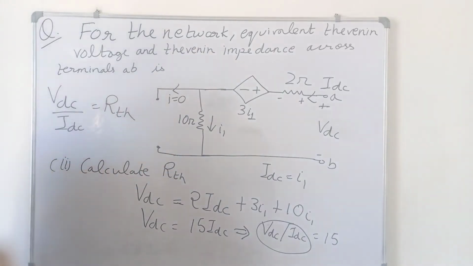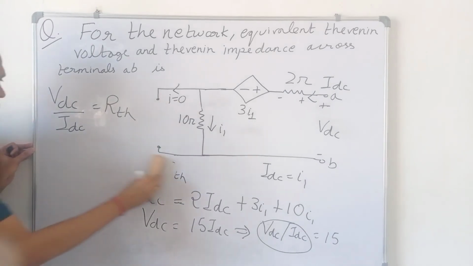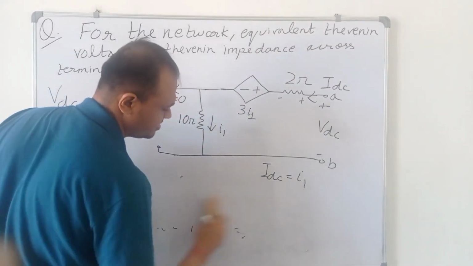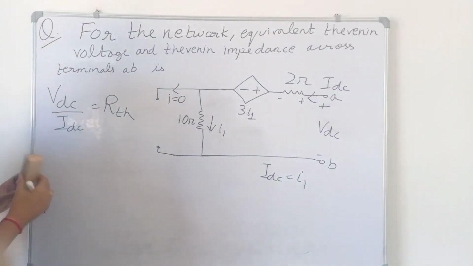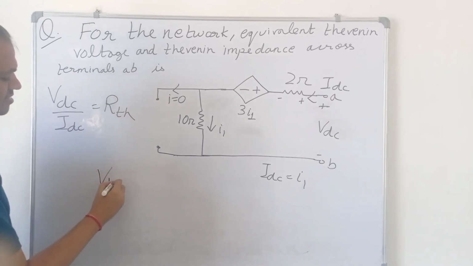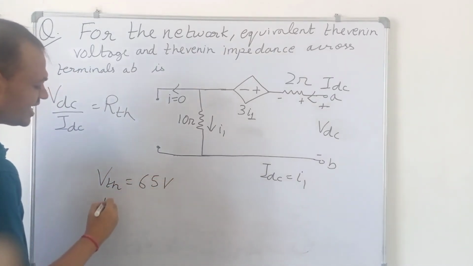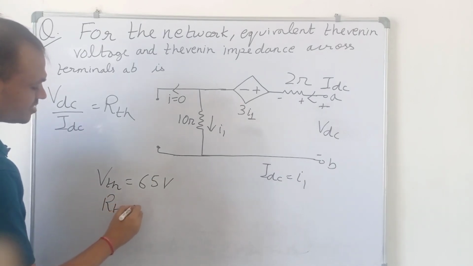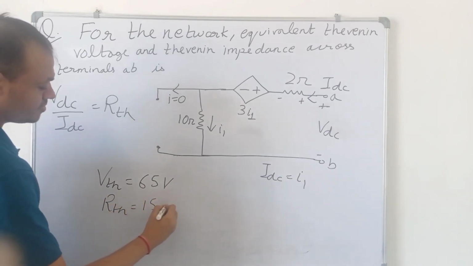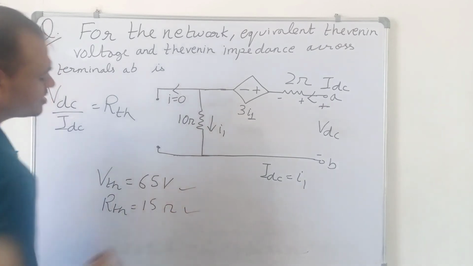So we have got VTH equal to 65 volt and RTH equal to 15 ohm. So this is the answer. VTH is equal to 65 volt and RTH equal to 15 ohm. Thank you.